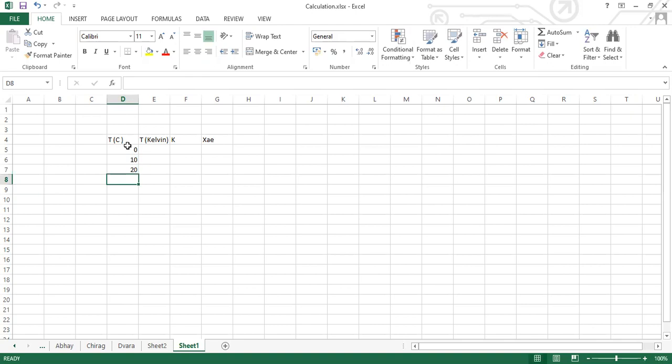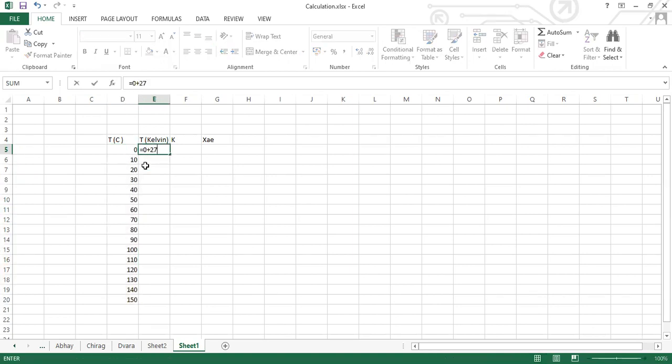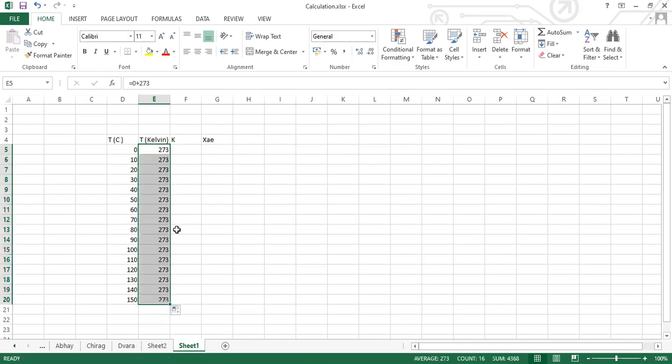20, up to 110. We can also go further. Let's take 150. So Kelvin is equal to 0 plus 273. So we can get it up to 150, and now we can drag this one.